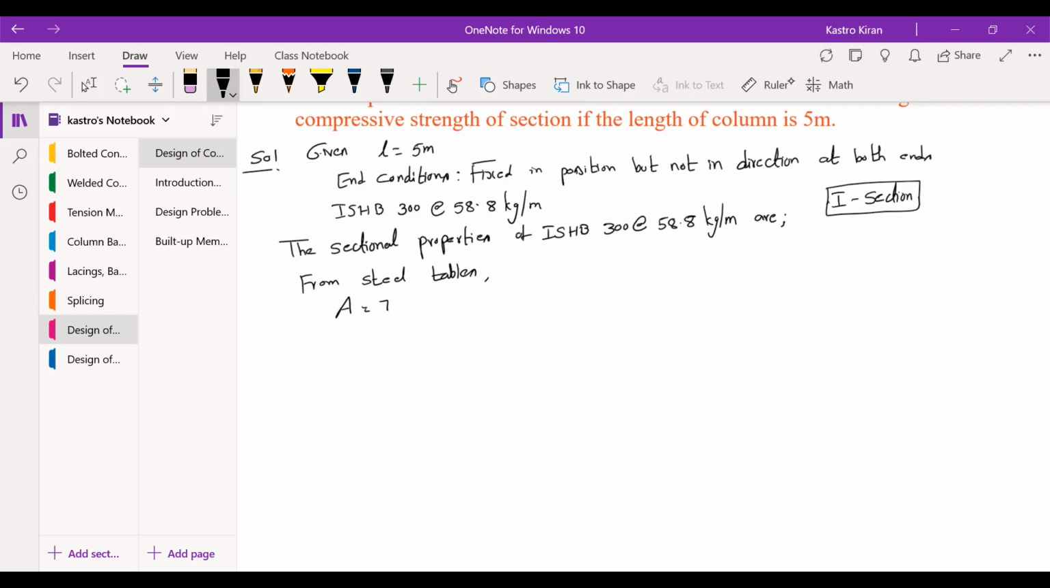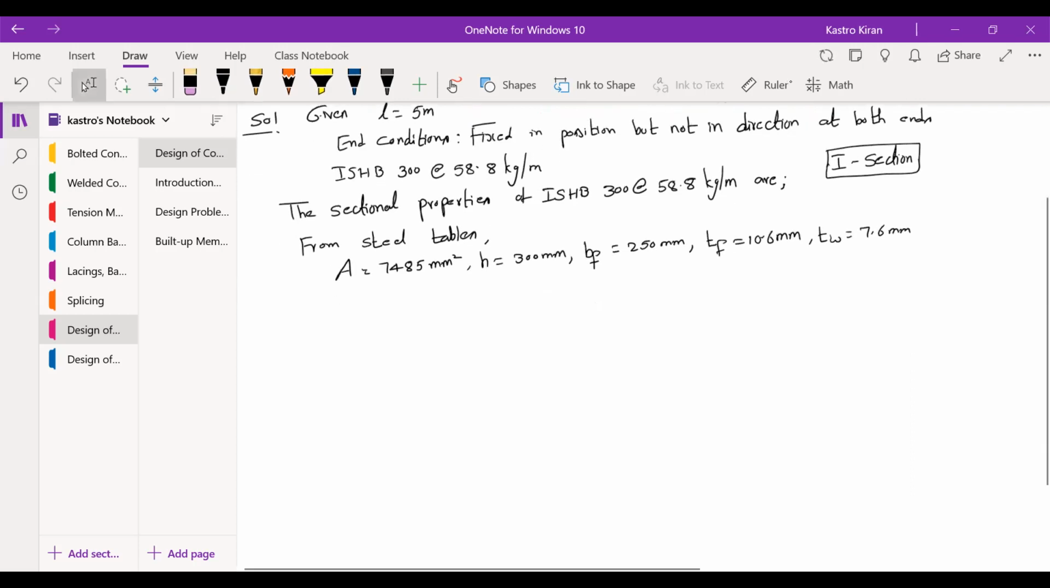So the area is 7485 mm square. This value is obtained from the steel tables book. The height equals 300 mm, and the BF, that is the width of the flange, equals 250 mm, the thickness of the flange equals 10.6 mm, and the thickness of the web equals 7.6 mm. Here you're also given the radius of gyration, that is RZZ. Remember, RZZ and RXX are the same, so don't confuse between these two values. RZZ is given as 129.5 mm and RYY is given as 54.1 mm. So these are the sectional properties specified in the question.